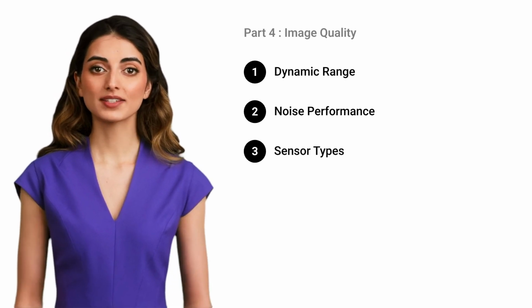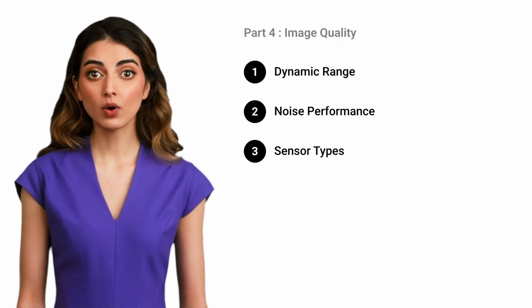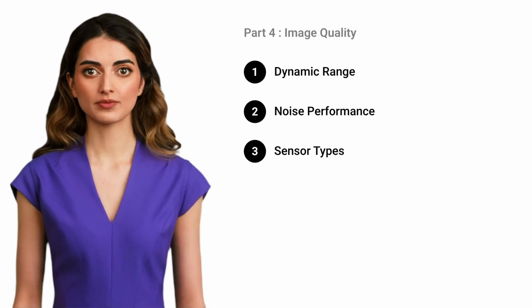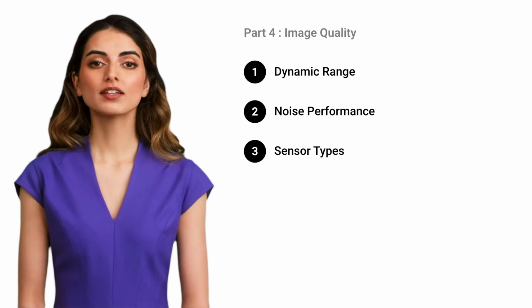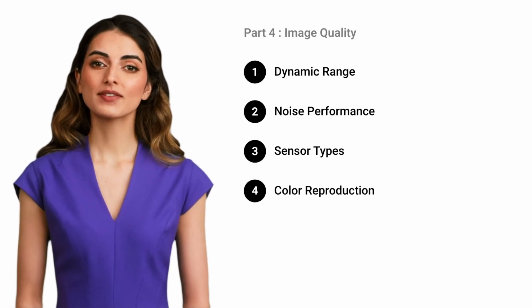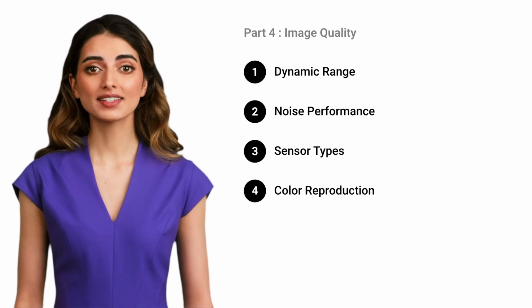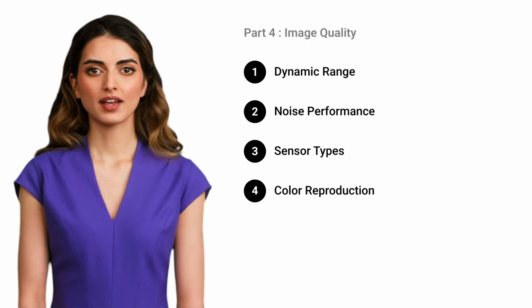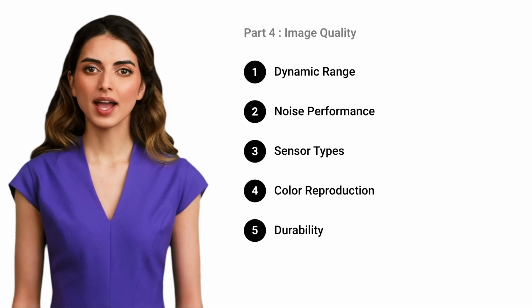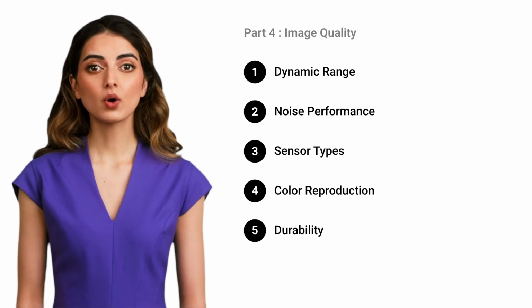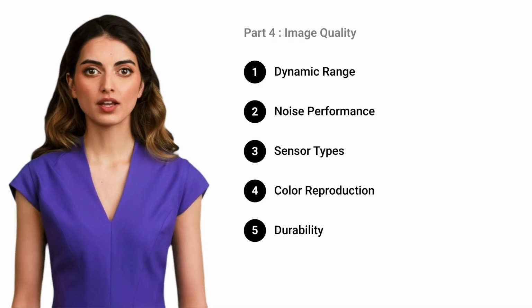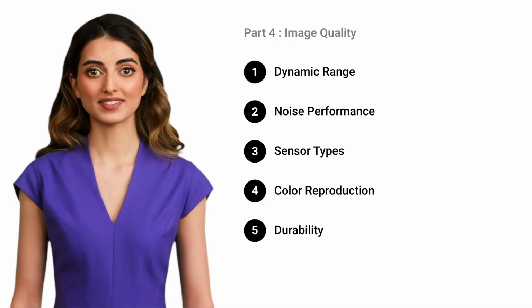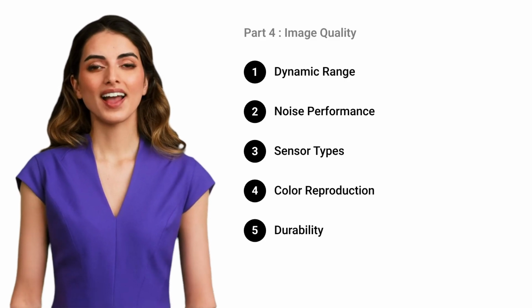We will then compare different sensor types and understand when color or monochrome sensors are better suited for a mission. After that, we explore color reproduction, focusing on how accurately and consistently a camera displays colors under changing illumination. Finally, we cover durability, the camera's ability to withstand dust, water, temperature extremes, shock, and vibration in demanding environments. Let's begin.